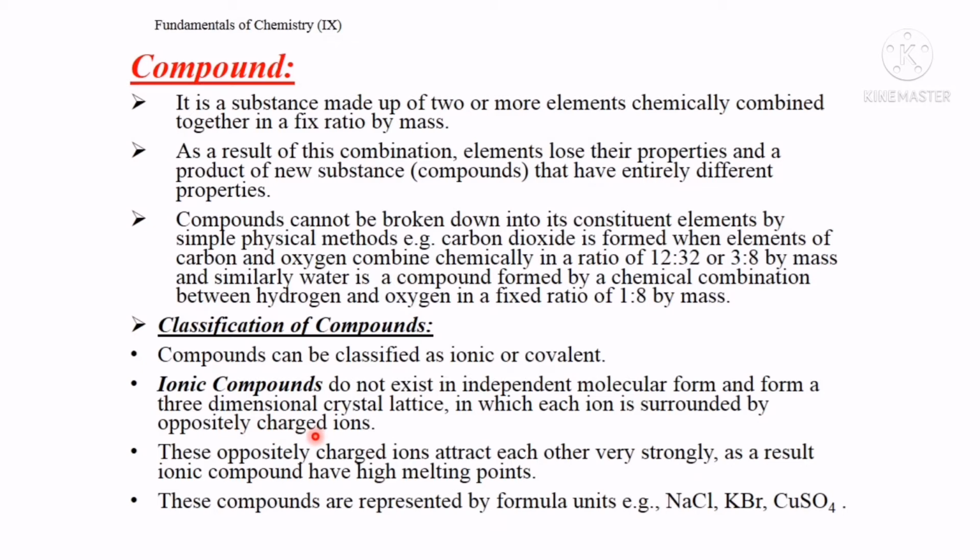Here the question is, ionic compounds have high melting points. Why? Because ionic compounds have strong attraction between oppositely charged ions. As a result, ionic compounds have high melting points. And ionic compounds are represented by a formula unit. For example, sodium chloride has the formula unit NaCl, potassium bromide KBr, and CuSO4, copper sulfate.